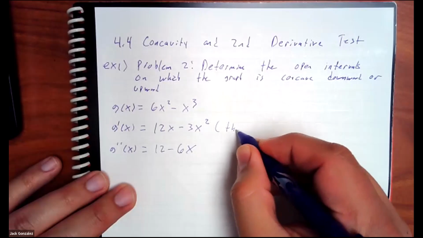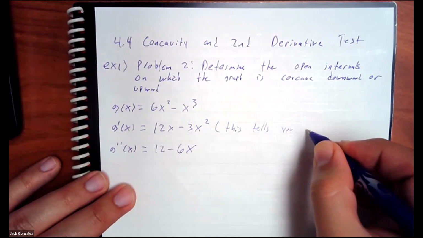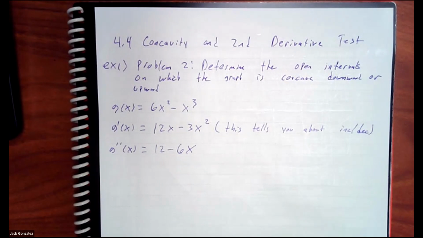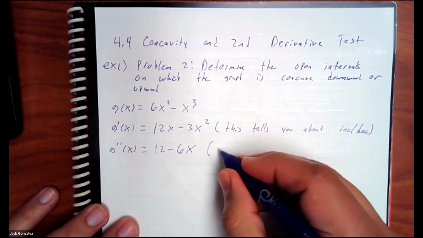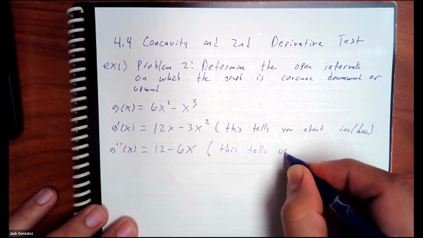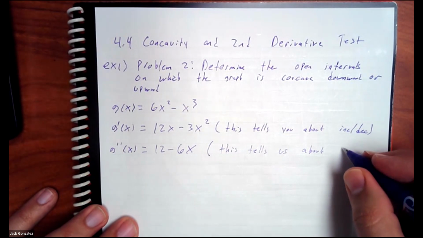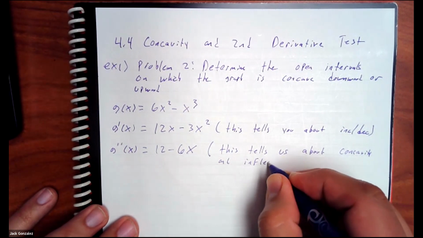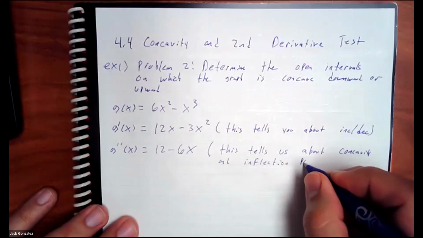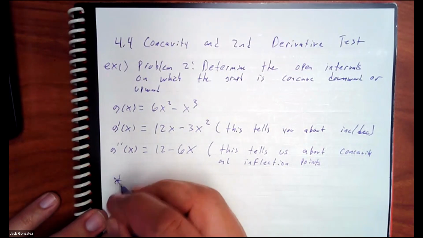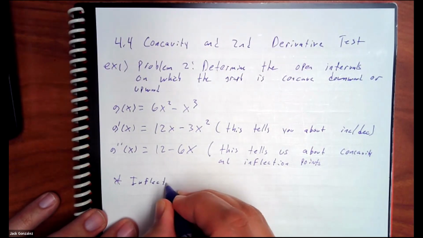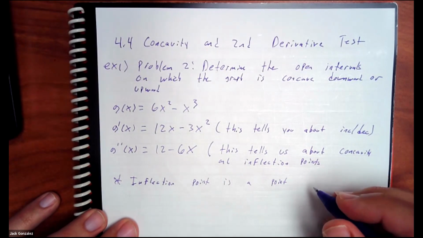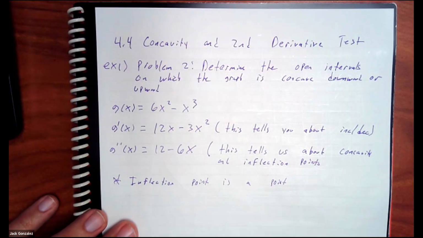So again, just write a note here. This tells you, the first derivative, about increasing slash decreasing. This tells us about concavity and inflection points. Helps you find them, I guess. By the way, an inflection point is a point where we have a change in concavity. Okay.